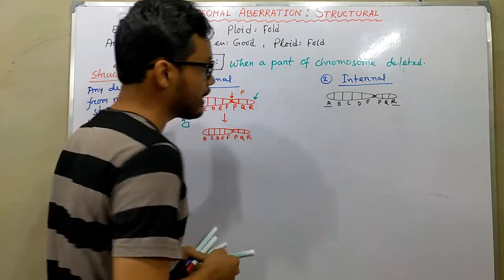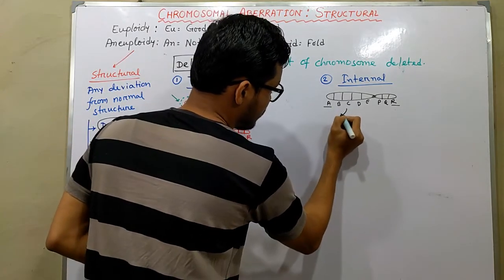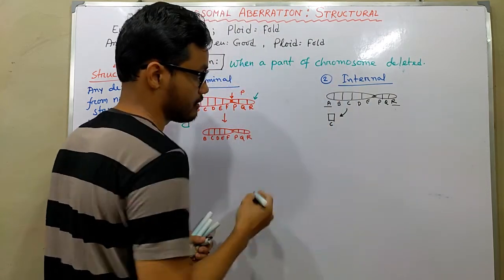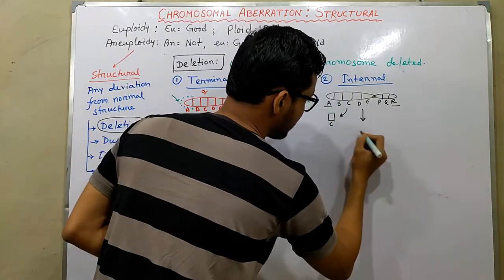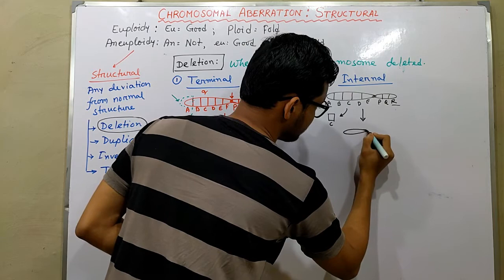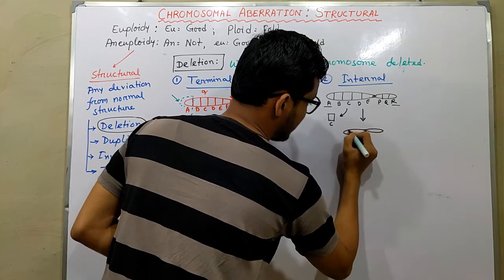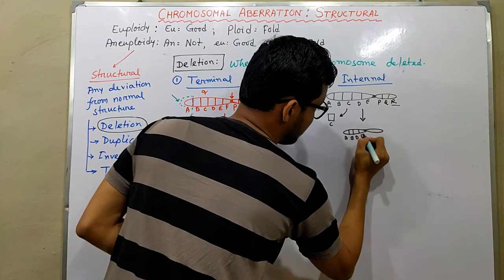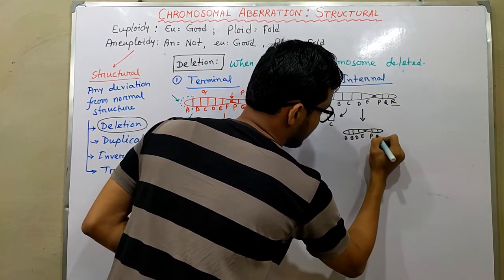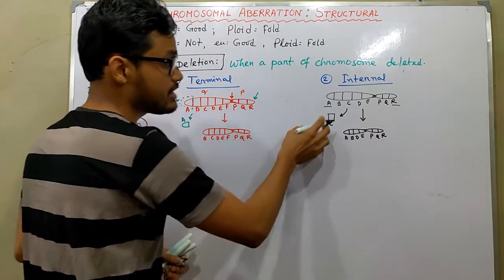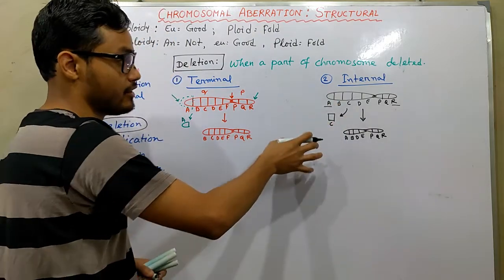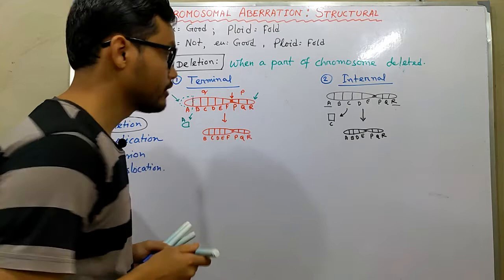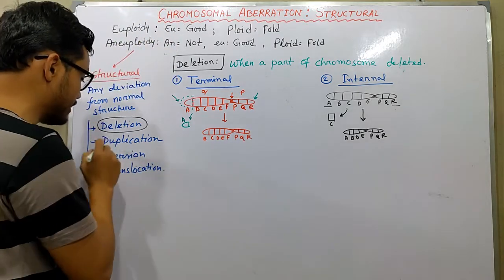In this case we took an example of C, so the C segment is deleted. So what we have got now is A, B, D, E and P, Q, R. So the C segment is deleted. So this is the internal deletion. This is about deletion. So let's jump into the next point, that is duplication.